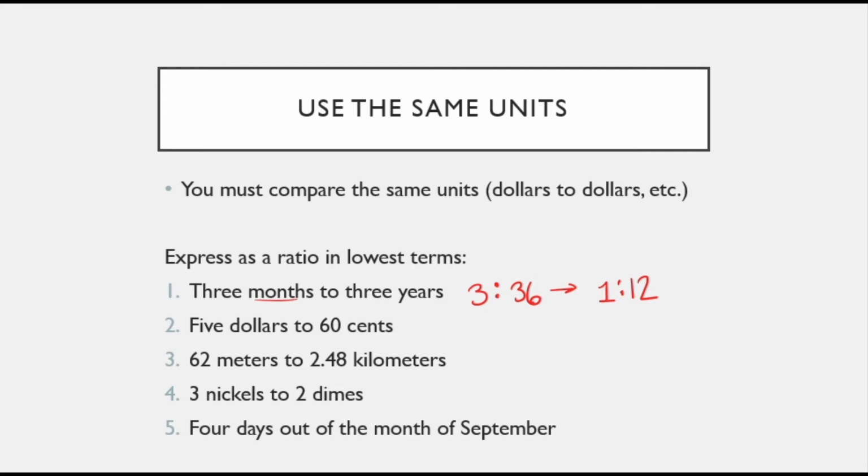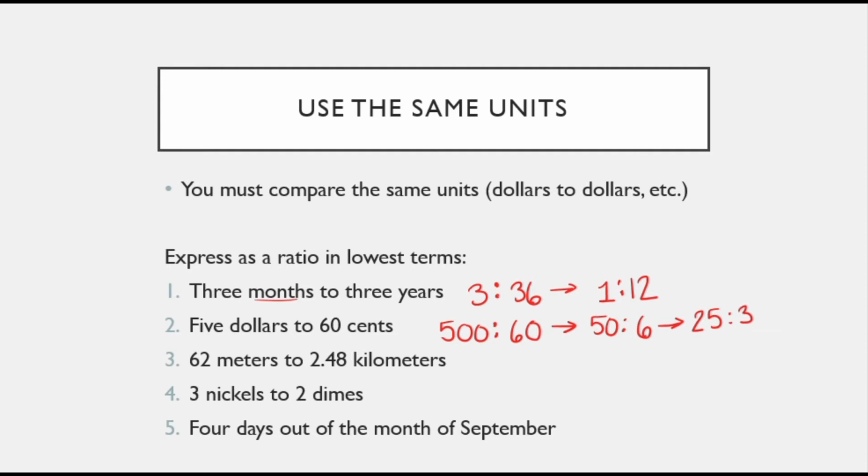$5 to 60 cents. We start by measuring things in cents. 500 to 60. Divide both by 10, 50 to 6. Divide both by 2, 25 to 3.